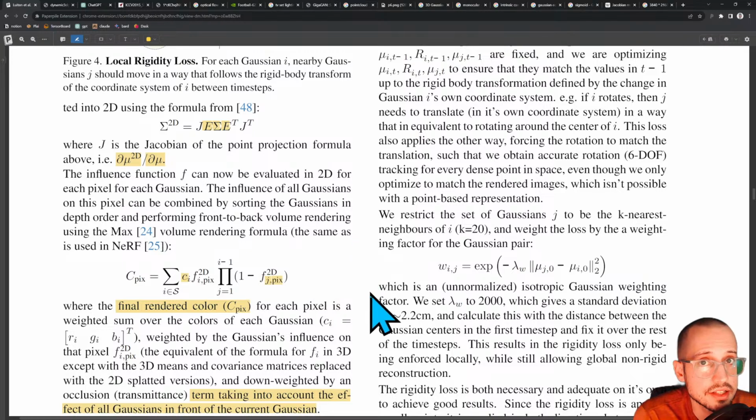So the reconstruction loss is probably really only important at the very first frame, because that's the frame where they create all these Gaussians.